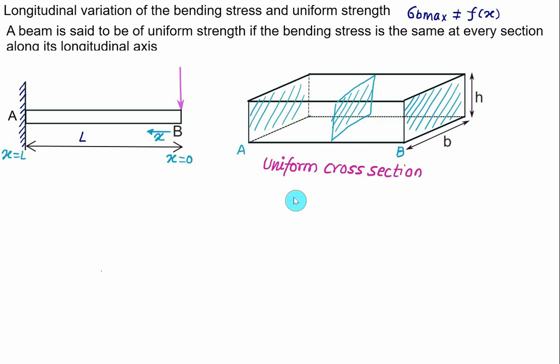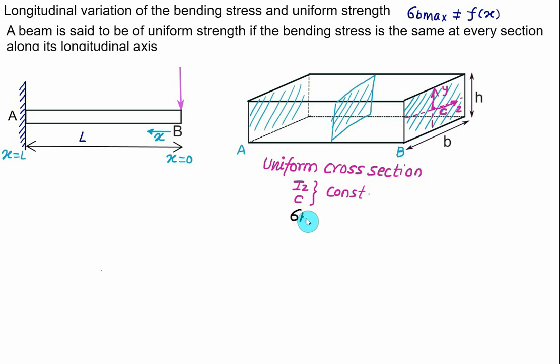If the cross section does not change, in that case the value of Iz as well as the value of c are both constant. They will not vary because of the uniform cross section. So somewhere we can locate the centroid here. Perpendicular to this cross section, we have the x-axis. This axis is the same as our z-axis, and the vertical axis is the y-axis.